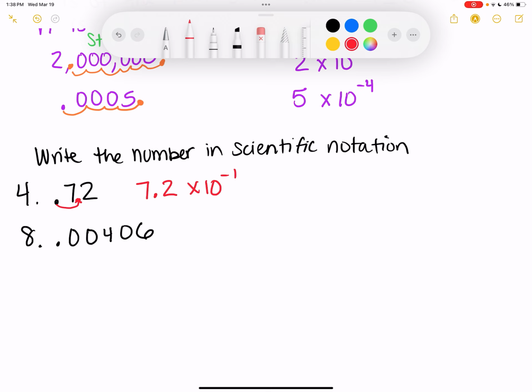All right, so this one, I need to get it so that the whole number is on the left of the decimal. Sometimes what I do is I go, okay, I know the decimal needs to get here. And so then I just go, okay, how many do I need to move it? 1, 2, 3. And so this would be 4.06 times 10 to the -3.